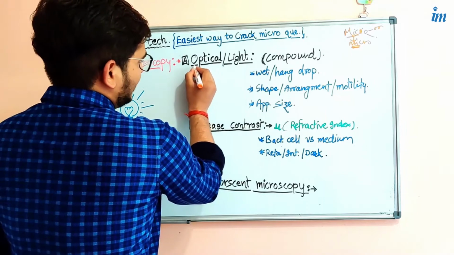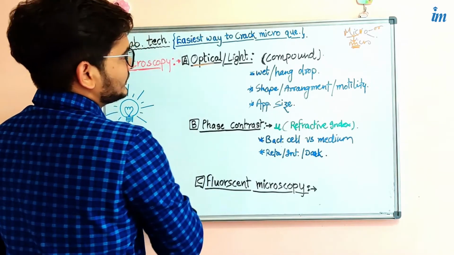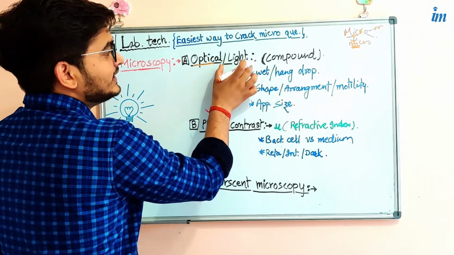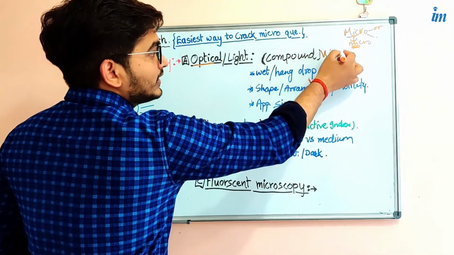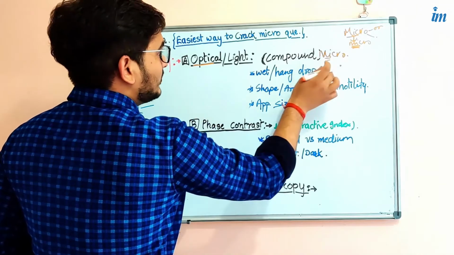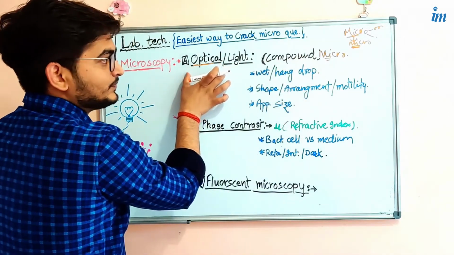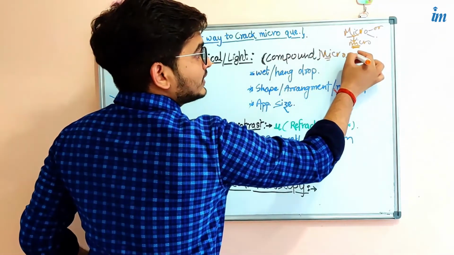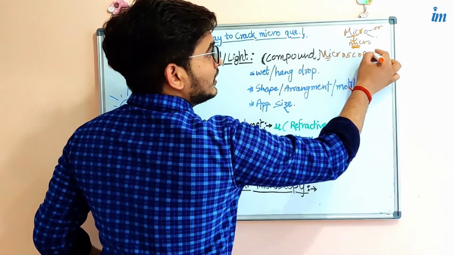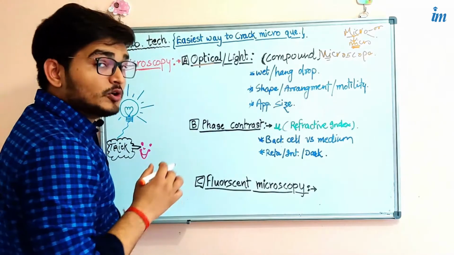Optic itself says light. Here we use the compound microscope. Don't be confused that I am saying it is compound and once I said light. It is not like that. Here we use a compound microscope. So you will ask, what is a compound microscope?